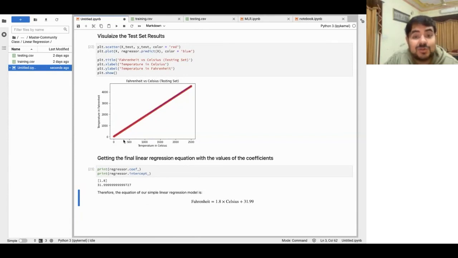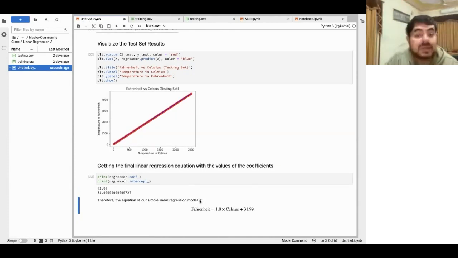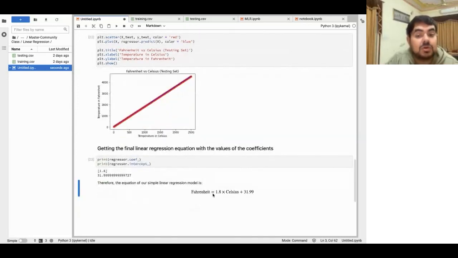Even with the exact value, we already know that the equation is linear, and it still tries to get the best fit. If I had added more data, it might have been 32. At the end, we get this equation: Fahrenheit equals 1.8 into Celsius plus 31.99, which is almost equivalent to Fahrenheit equals 9 by 5 into Celsius plus 32.